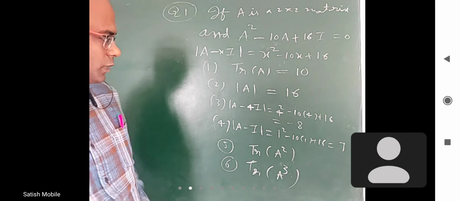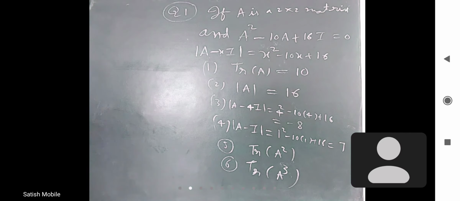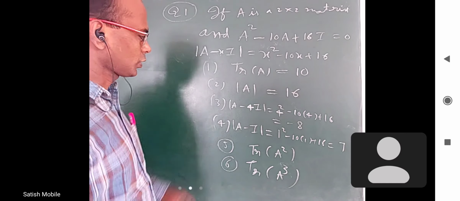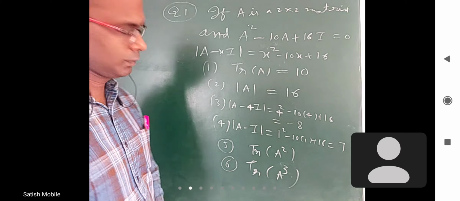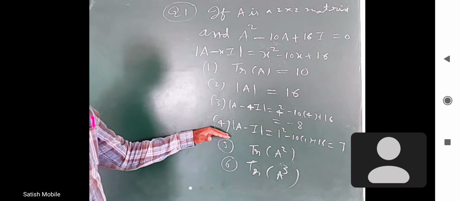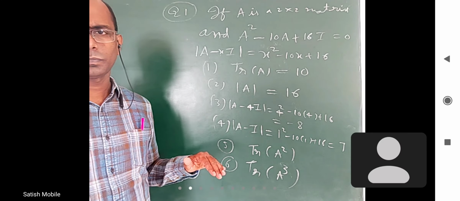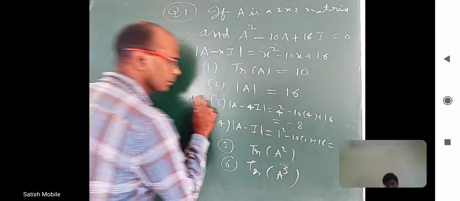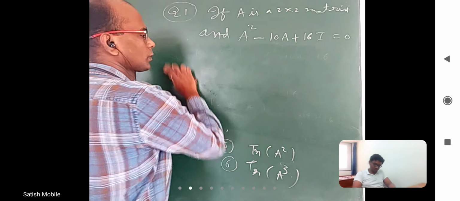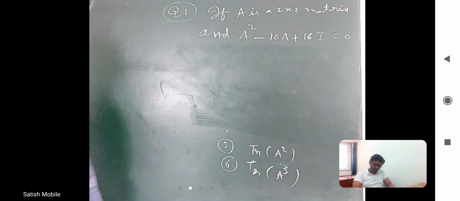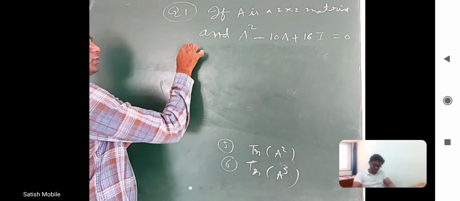We'll discuss that. But at least for A square we got an idea. 16 times trace of I. Okay, up to the fourth question, I hope everybody is clear about the third and fourth? For the fifth question, I want to discuss a few methods.